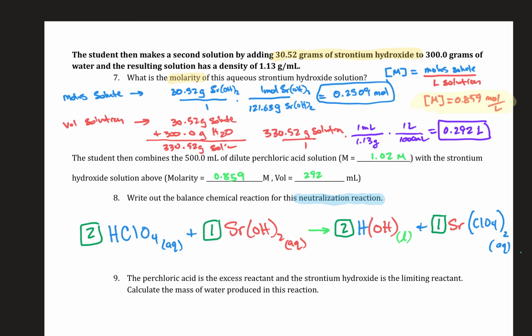A double replacement reaction will happen if you make a solid precipitate, a gaseous product, or liquid water, which in this case, and all neutralization reactions, it occurs because of the liquid water being produced.